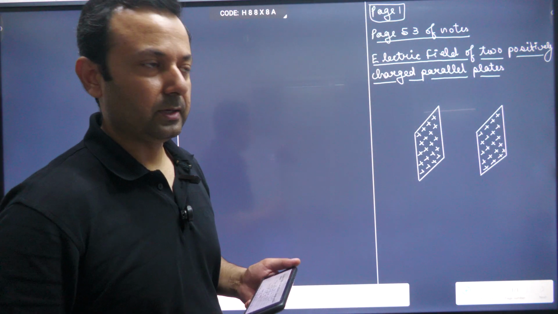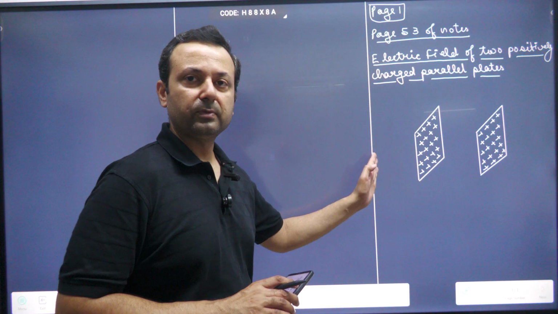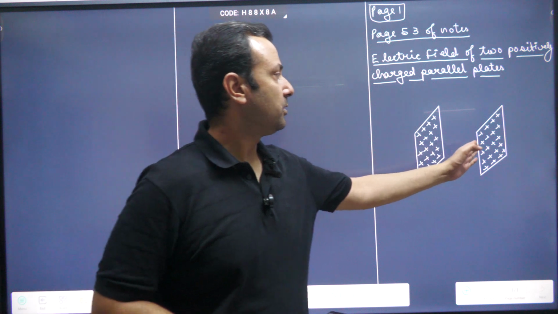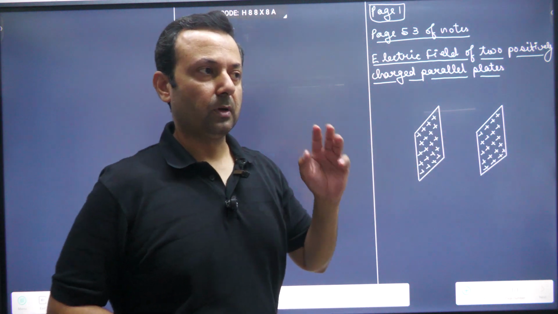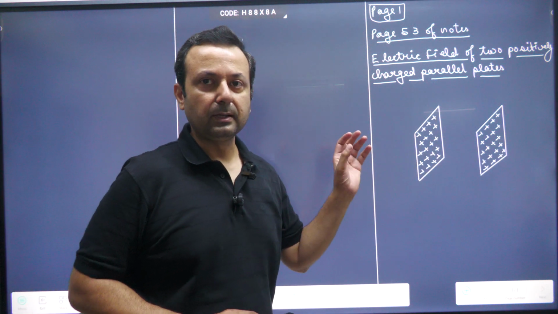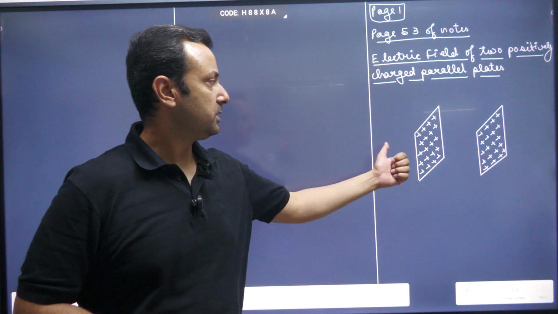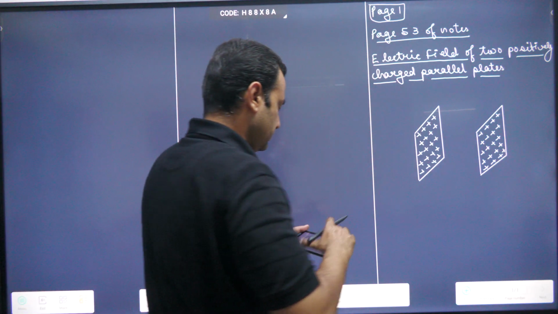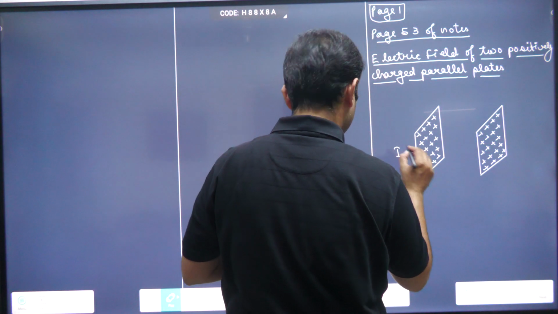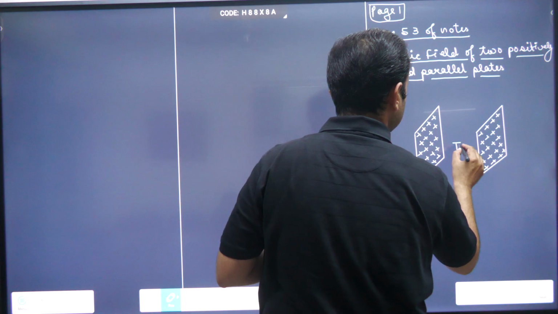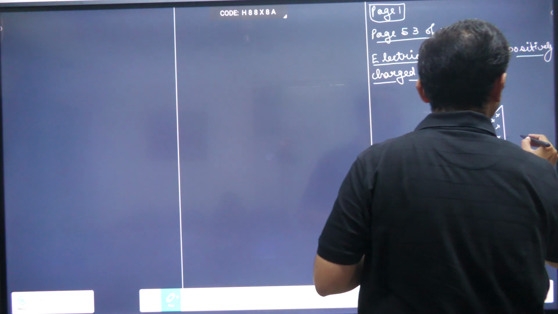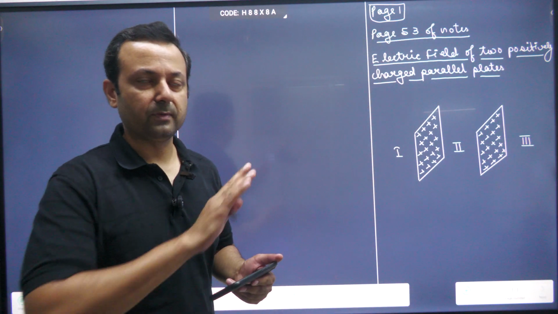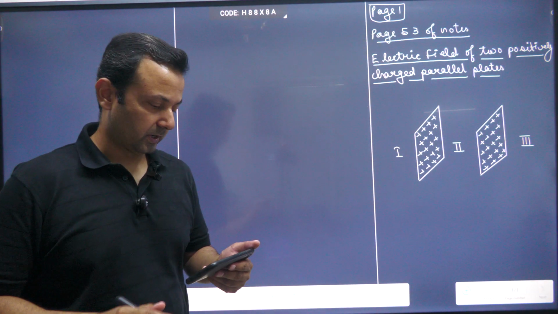So there are three areas. One area is to the left of this plate, one area is between these two plates, and one area will be to the right of this plate. So we are dividing the entire area into three regions: region first, region second, and region third. So this is region first, this is region second, and this is region third. We have divided the total area into three parts.